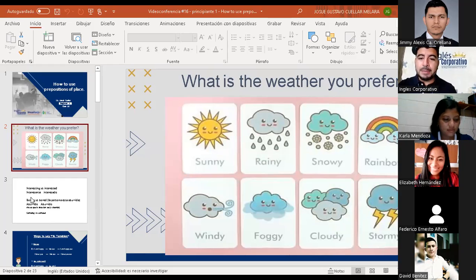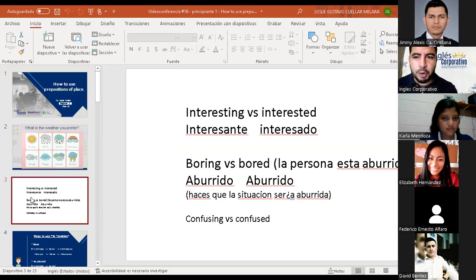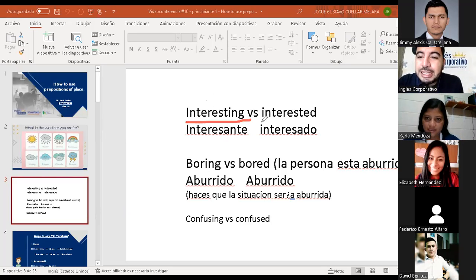Okay, now here we have two different words that I consider very interesting and important. We have the word interesting and we have interested. Here it ends in ING, interesting, and here interested. When you say interesting, you mean that something is interesting.